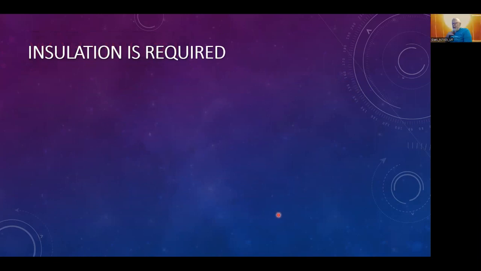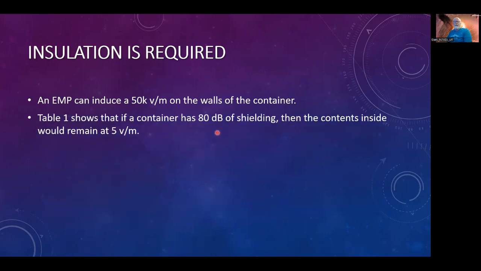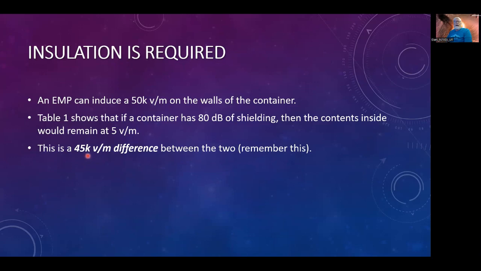Also, another thing, and I'm going to skip around a little bit, insulation is required. If we use an EMP that can induce 50,000 volts per meter on the walls of the container, and you have a very good container with 80 dB shielding, the inside would remain at 5 volts per meter. That's our goal. There's a 45,000 volt per meter difference between the two. 50,000 and 5,000 or 5 volts. That's 45,000.